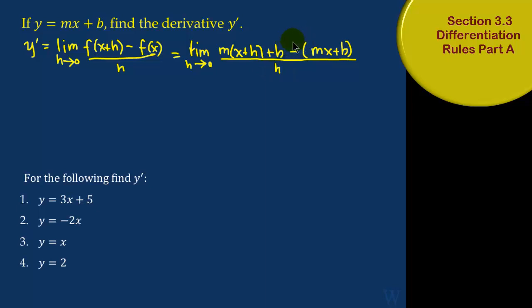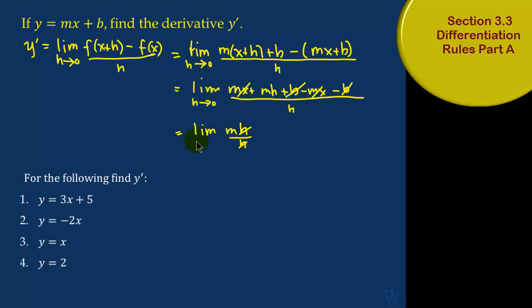We can simplify terms here, because if we take now the limit of mx plus mh plus b minus mx minus b, whole thing divided by h, as h approaches 0, this cancels out, and we are left with the limit of mh over h, and of course that's equal to m. That should be the derivative of the function where we have a line, because for any line y equal to mx plus b, the slope of the tangent line would be the line itself, so the slope will be m.